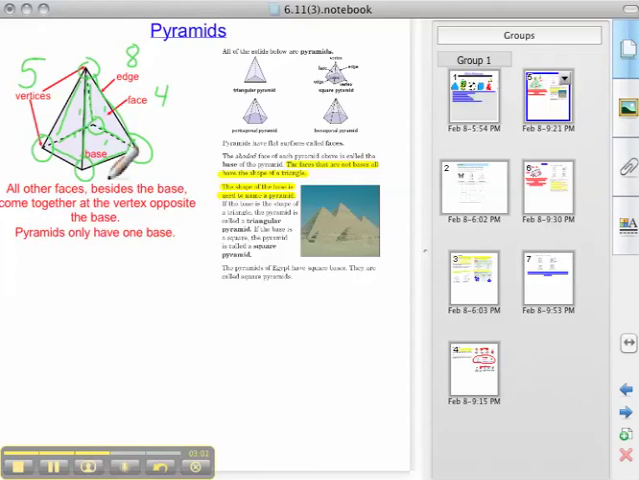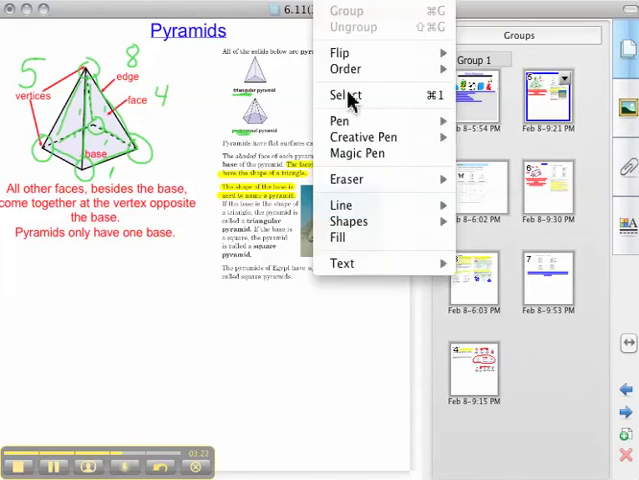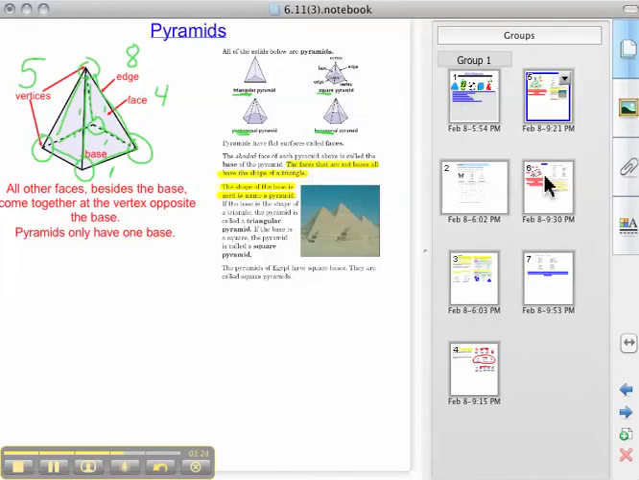They come together at the vertex. Pyramids only have 1 base, remember, and the name of it is based on whatever shape that base is. Let's continue with this lesson. Remember, if you want to read the information on this page, remember to pause the video and read it. So let me go on and continue.